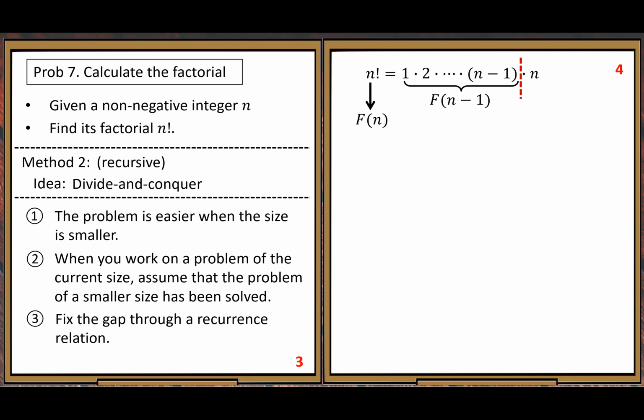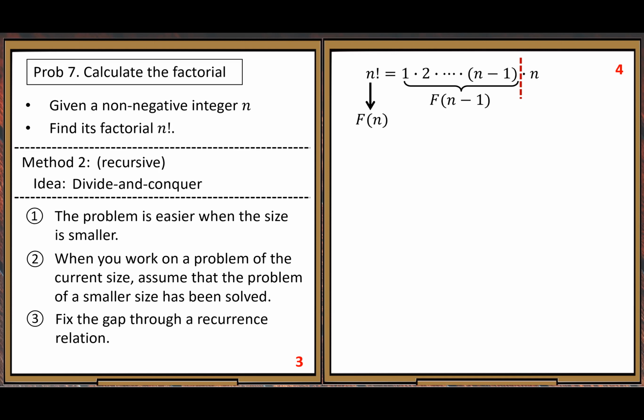Why can you assume that? Because recurrence makes sure the assumption is okay. If recurrence is not allowed in your programming language, you cannot assume that it is known. Only when recurrence is allowed can you make that assumption. That's the point.